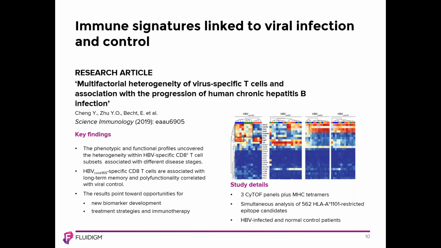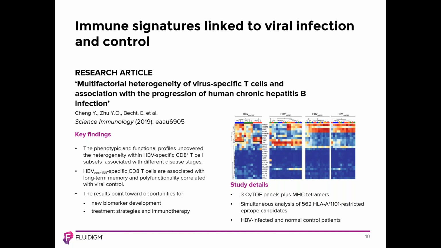Finally, this paper from Evan Newell's lab at the Singapore Immunology Network and the Fred Hutchinson Cancer Research Center studied detection, validation, and profiling of antigen-specific T cells using MHC tetramers by CyTOF in human chronic hepatitis B infection. The study utilized 3 CyTOF panels plus MHC tetramers and enabled the simultaneous analysis of 562 HLA-A 1101 restricted epitope candidates in HBV-infected patients and normal control participants. The study was able to both identify and phenotypically and functionally characterize these hepatitis B virus-specific T cells.